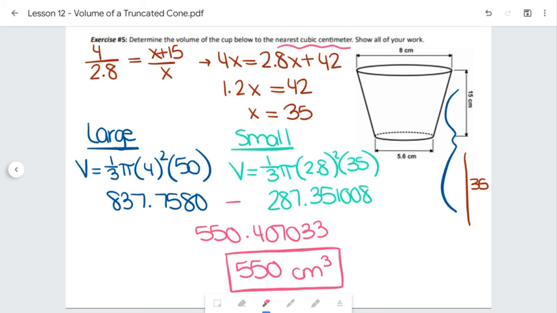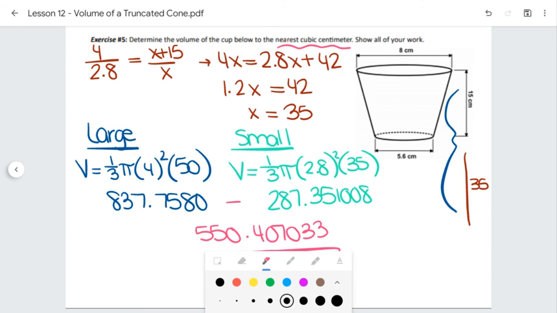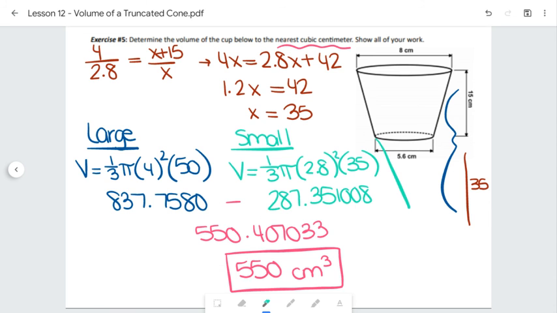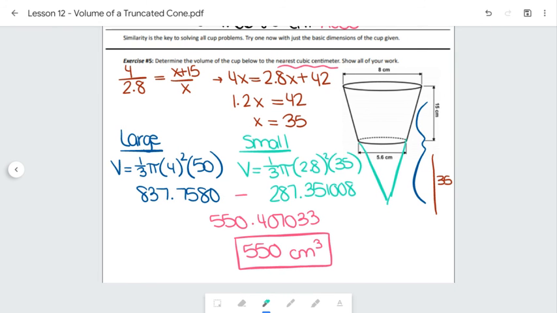So if you used 8 and 5.6 for the similarity piece, you should have still ended up with x equal to 35. So that small cone's height would have been 35. Then we go and plug into the large cone. So 1/3 pi, 4 for the radius. That part you can't use the diameter. 50 because we add up the 15 and the 35. And we plug that right in. I did the same thing for the small cone, which isn't technically shown, right? But we know there would be like a drawn in cone situation over here. So in that sense, 1/3 pi times 2.8, I cut that 5.6 in half, times 35, subtract the two, you should end up with 550 cubic centimeters.